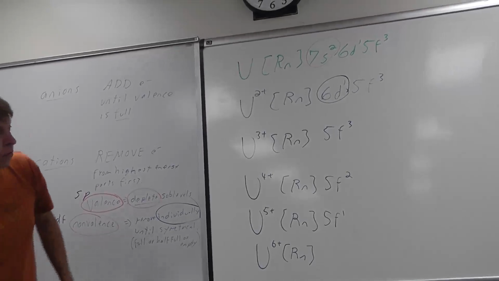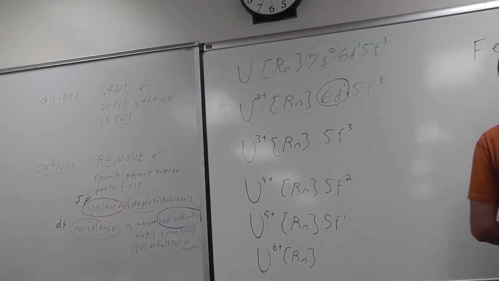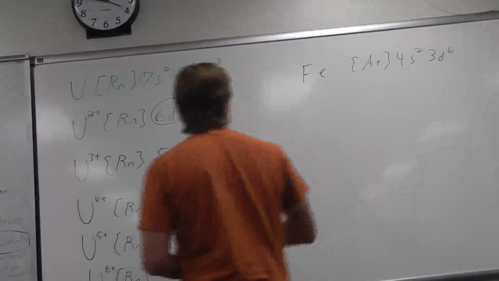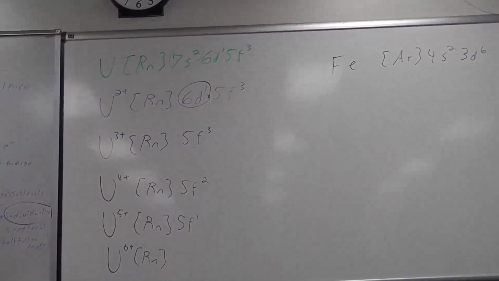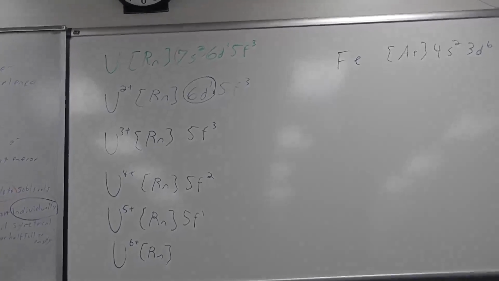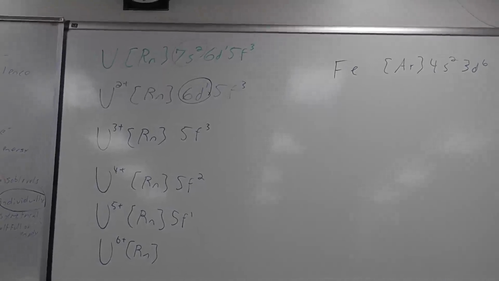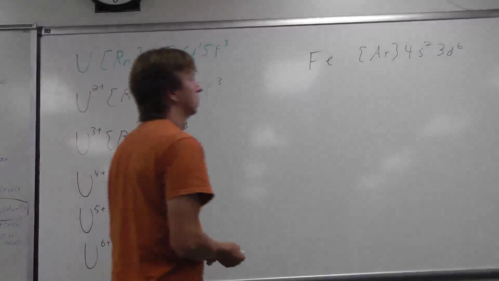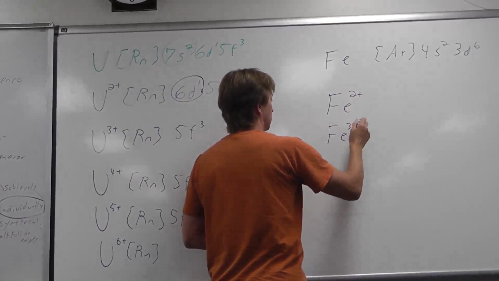All right. What do we got left over there? Iron. This is neutral iron. Predict the charges for iron. And this is what you should get.